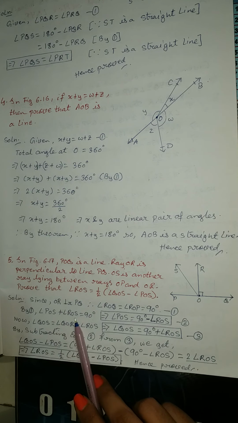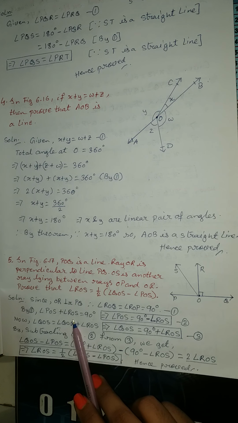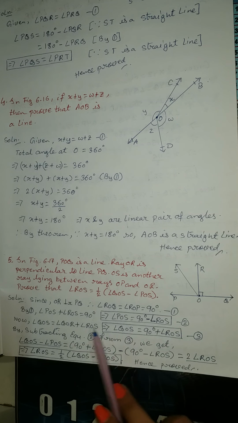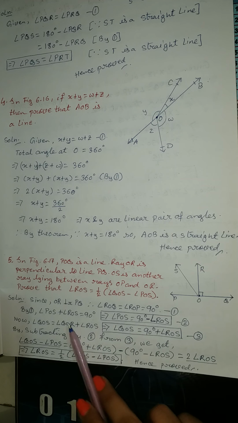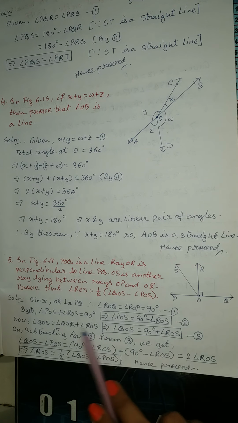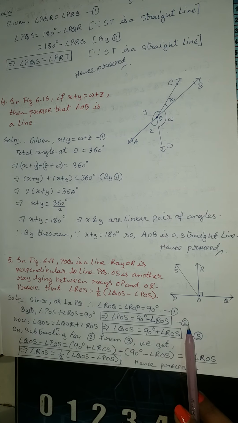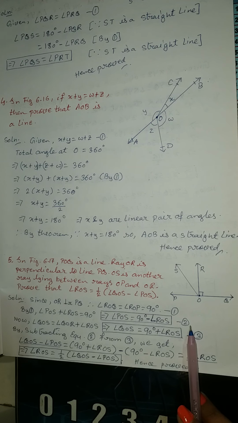So, from here we can see POS and ROS is available. So, let's write down POS is equals to, this implies POS is equals to 90 minus ROS. This one goes to the other side, so becomes negative. Let us mark this one as equation 2.